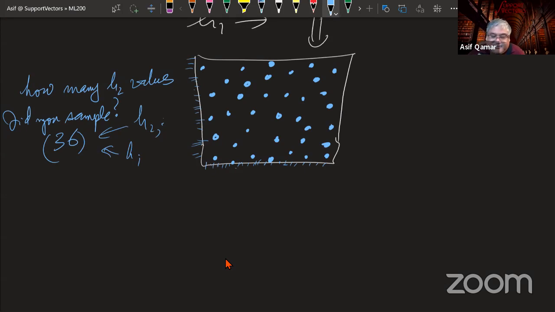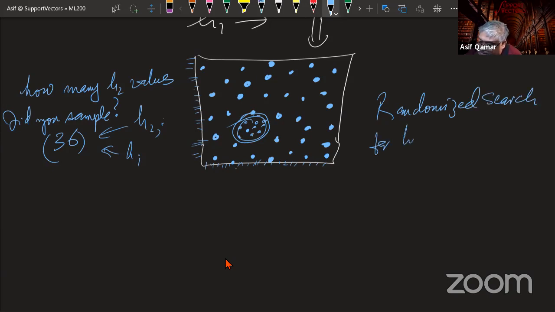Let us say that your best value turned out to be around here. What can you do now? In the next round, you can just draw a circle and test for more values in the vicinity of this. So this is called randomized search for hyperparameter optimization.